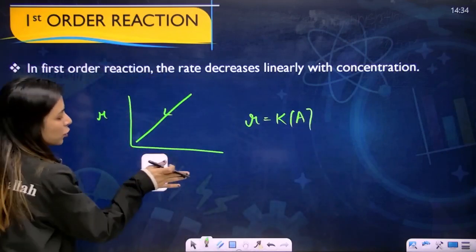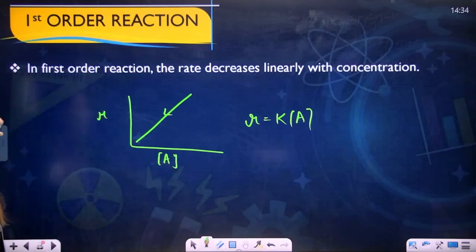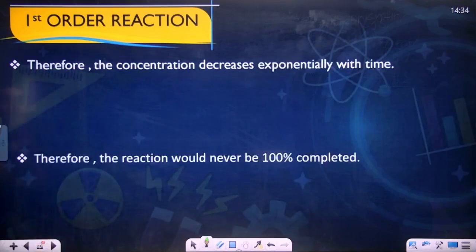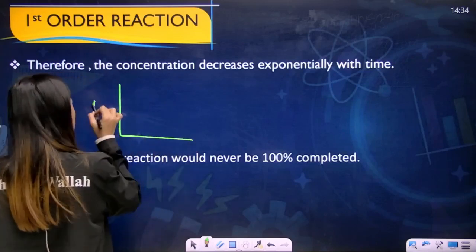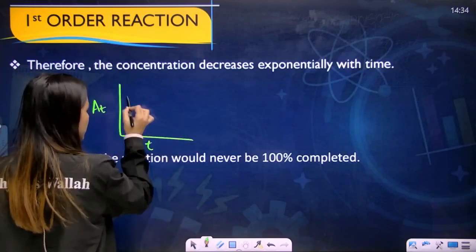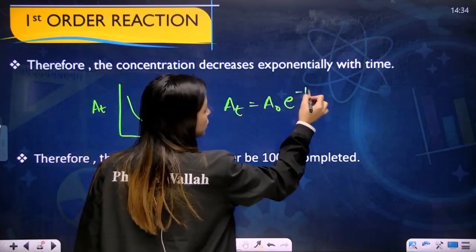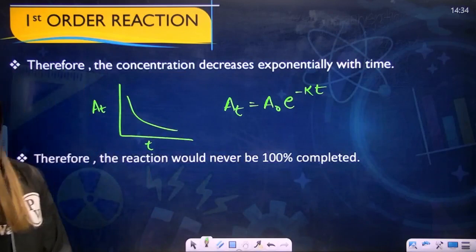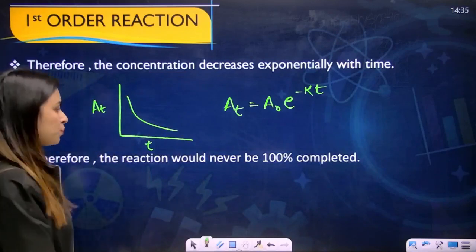Oh, sorry, this would be concentration, na? Yes, okay, perfect. Let's move forward. Second, therefore, the concentration decreases exponentially with time. I hope you're clear with this. We just drew our expression where we said concentration is decreasing with time, where your At was actually equal to A naught e raised to the power minus kt. This was the expression we found out, and this was the graph which we drew, right?